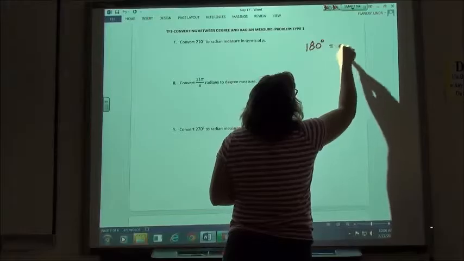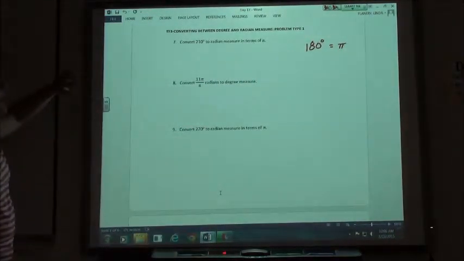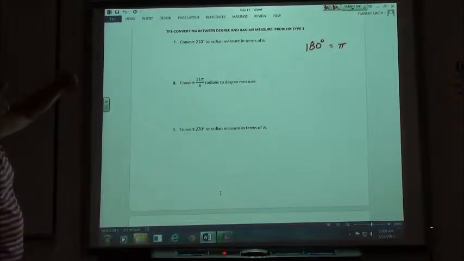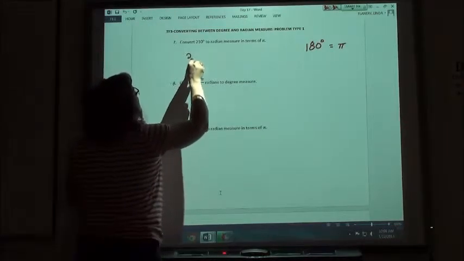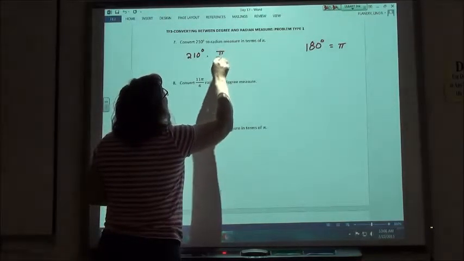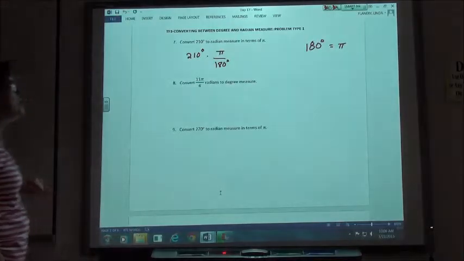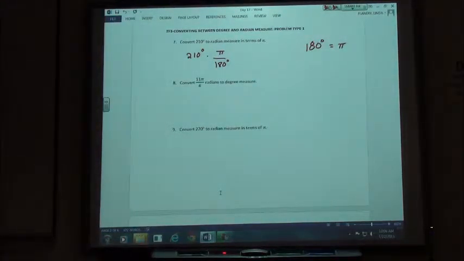180 degrees is equal to pi radians. So when I'm going from degrees to radians, I'm going to take my 210 degrees and I'm going to multiply it by pi over 180 degrees so that the degrees cancel each other out. When I do radian to degree, I flip my fraction the other way around.